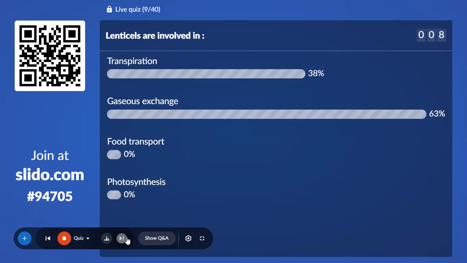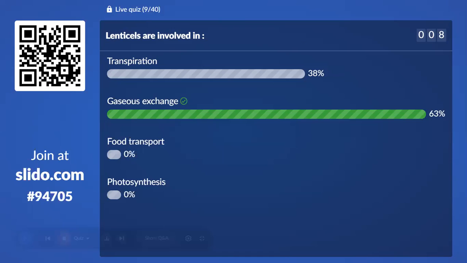Yes, my answers were correct. 63% with gaseous exchange and 38 with transpiration. And the correct answer for the question is gaseous exchange. That's why I told you two answers may be misunderstood, because when we study the transpiration chapter, we have lenticular transpiration. So some of you may get it wrong with transpiration. Others, when you study photosynthesis and stomata, you'll also study lenticels in alder stem, which is for gaseous exchange. I was sure that nobody would click these two answers.